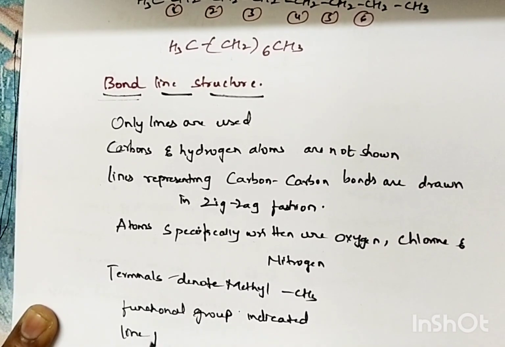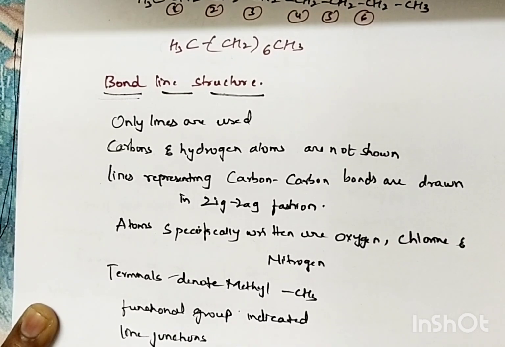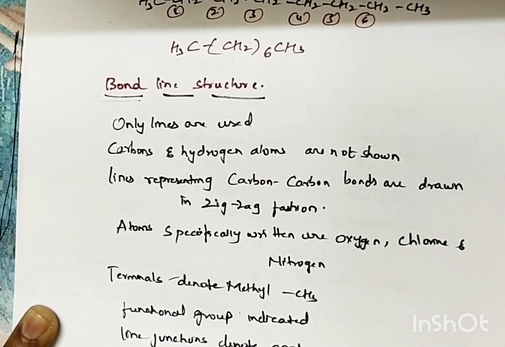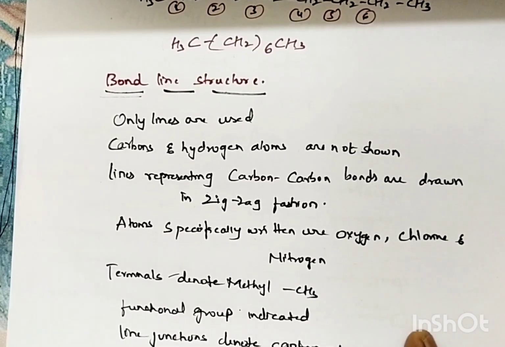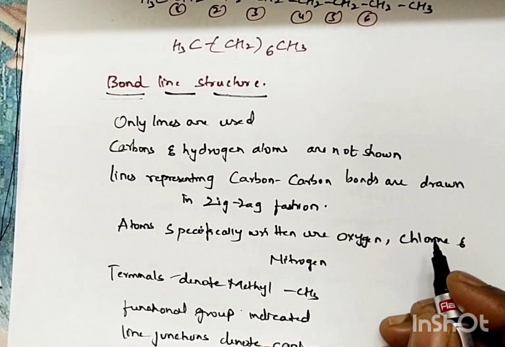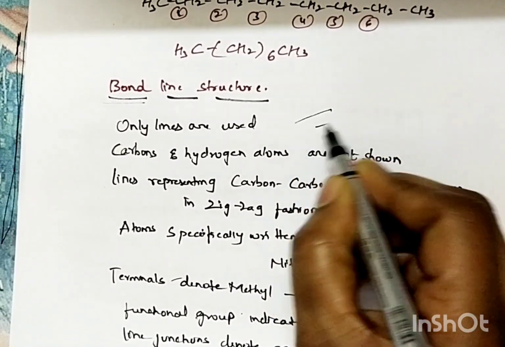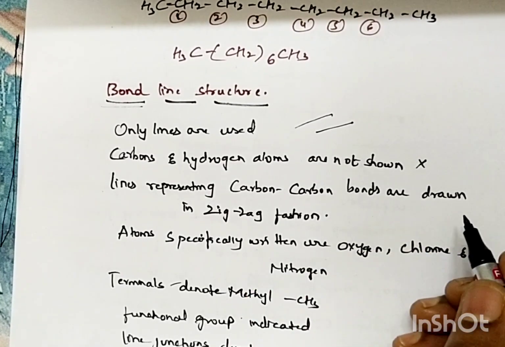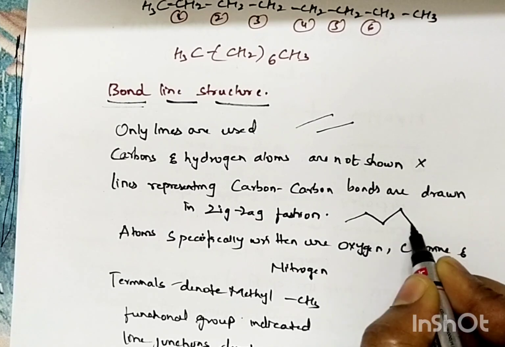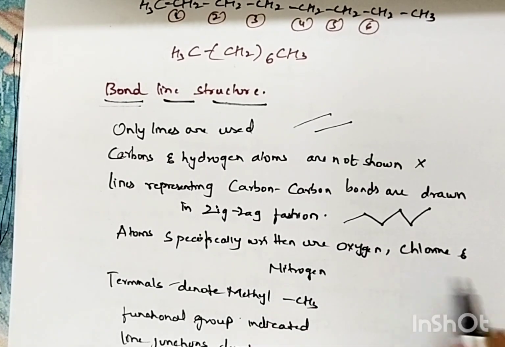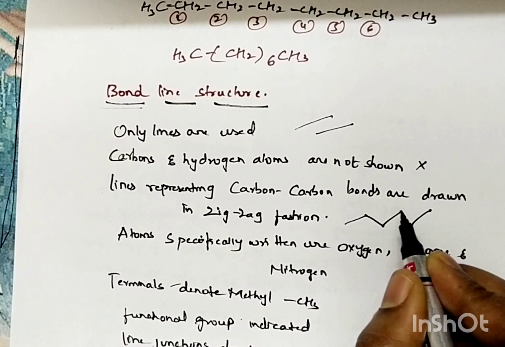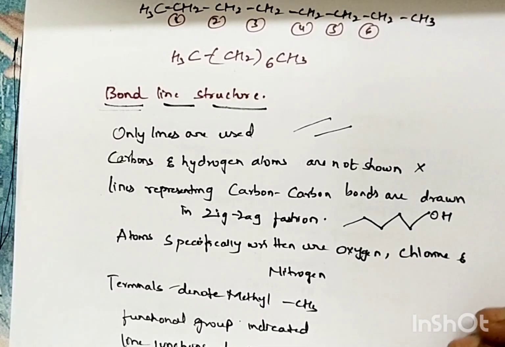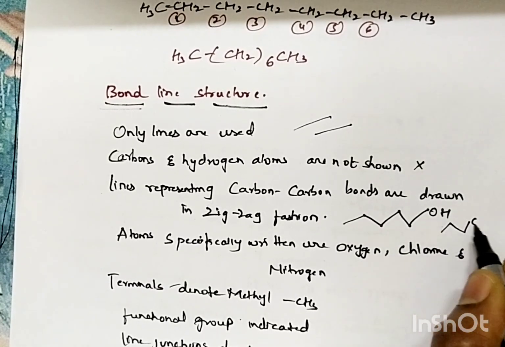The line junctions denote carbon atoms. That means only lines are used here, and carbon and hydrogen atoms are not shown. Lines representing carbon-carbon bonds are drawn zigzag, like this. Atoms specifically written are oxygen. For example, if oxygen is there, then it is shown as OH or something like that, or chlorine as Cl.